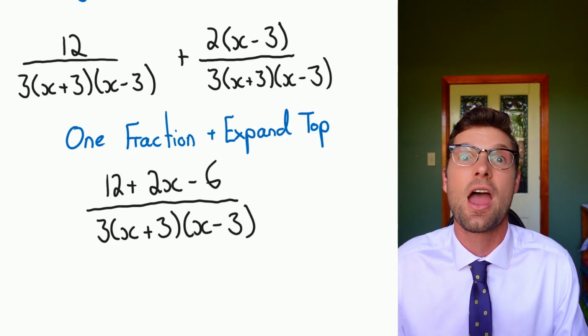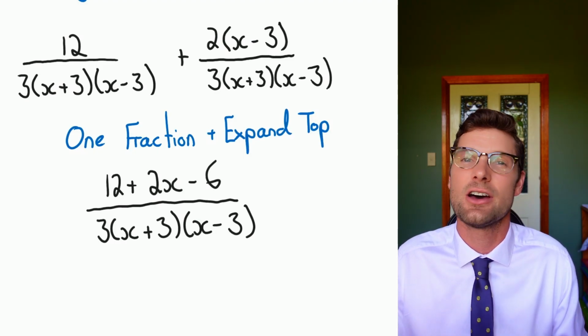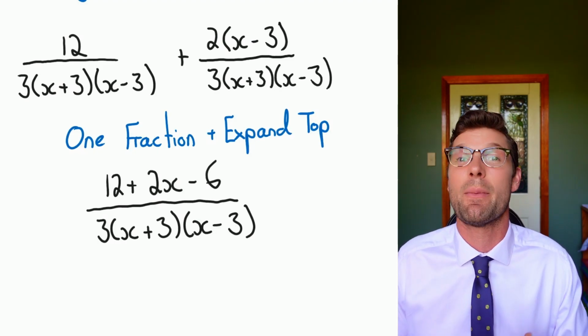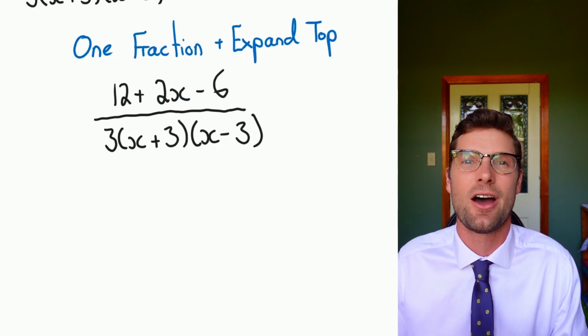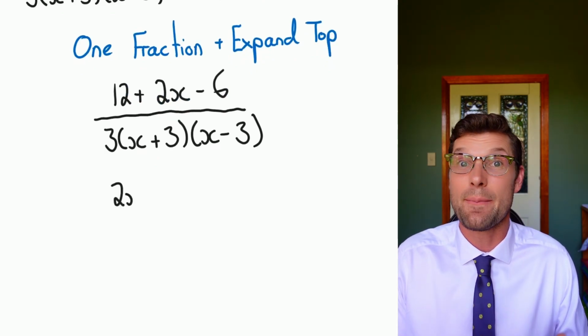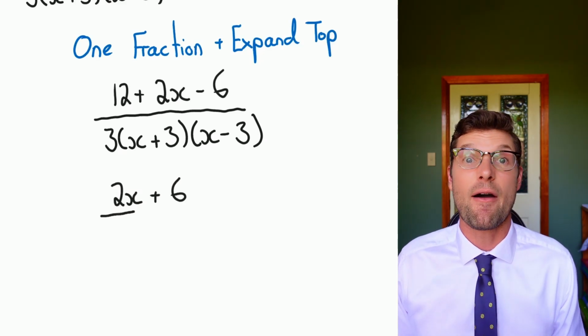I'm going to stop saying the denominator every time. I'm sick of saying 3's, but just remember I am writing it out every single time, and you do need to do that through your working out. Simplifying the top of that fraction, that becomes 2x plus 6. So now I've got 2x plus 6.